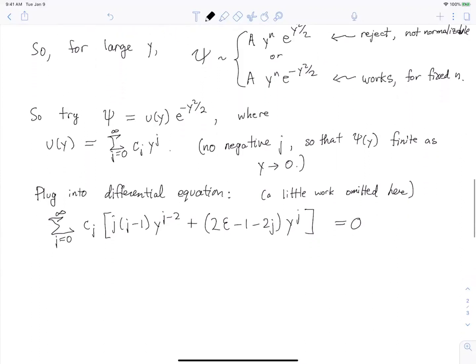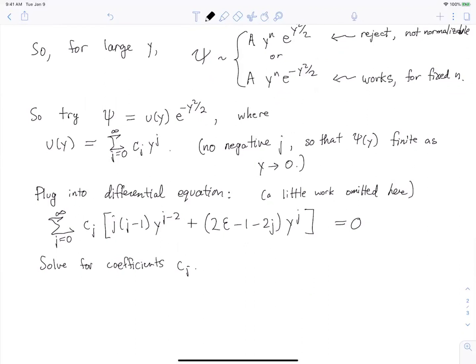Okay, so now the idea is to solve for the coefficients c sub j. If we find a solution, which by the way is not really guaranteed, then that'll be a good solution. And if we don't, we would have to try something else. But again, I happen to know the answer in advance, so I know this is going to work.